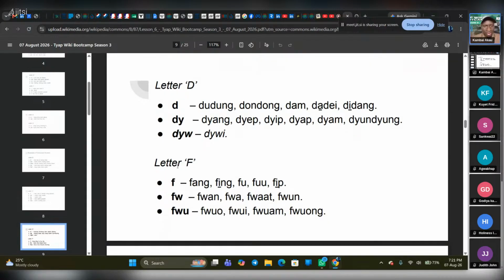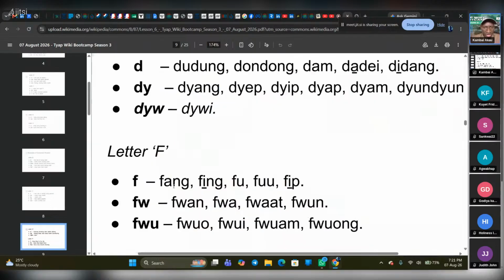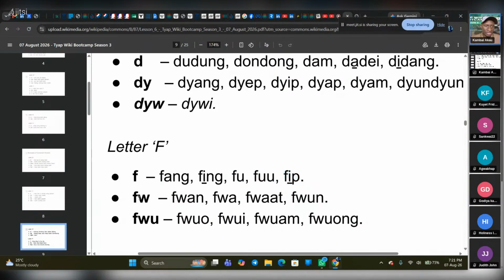When we go to letter F, we have 3 of them here. We have the pure F sound, which is fang. Examples such as fang, feng, fu, and then fop. And then we have the labialized form of F. We have fuan, fua, fuad, and then fun. And then we have the long version of this FW version, which is the long labial F sound. And examples, we have four, fui, fwam, and then fwang.